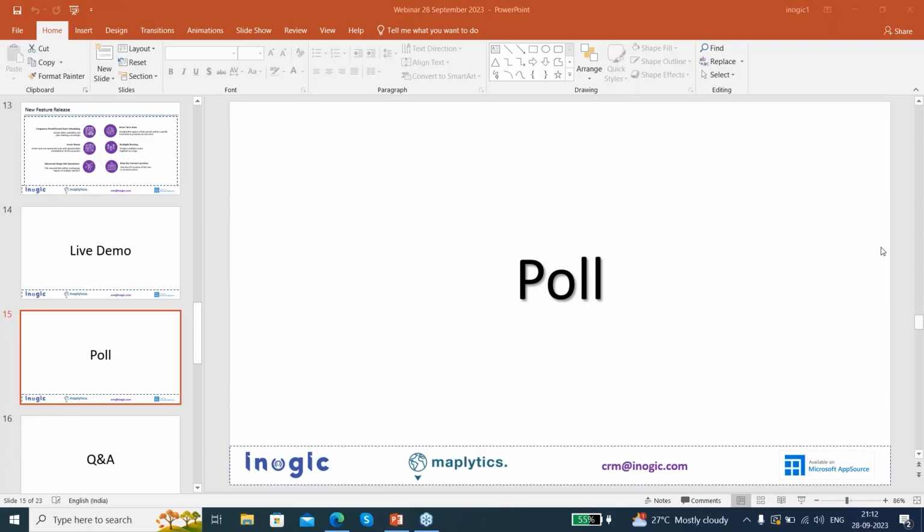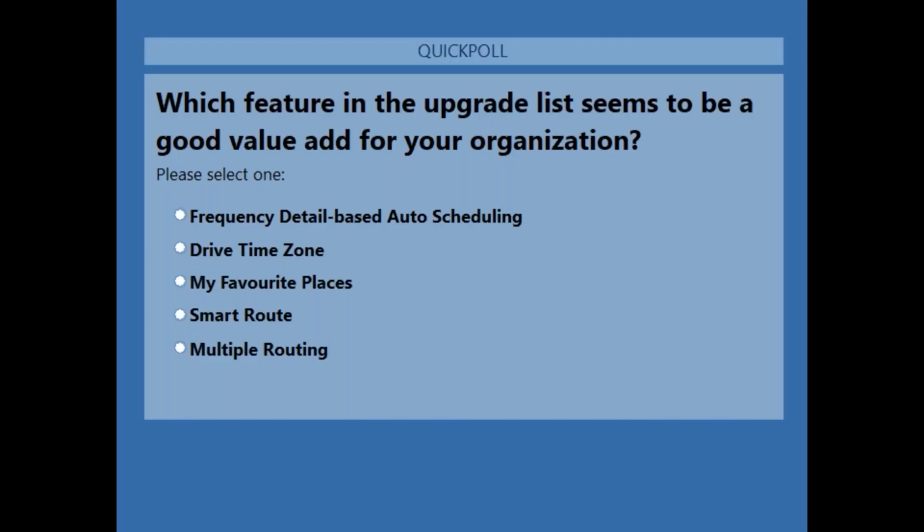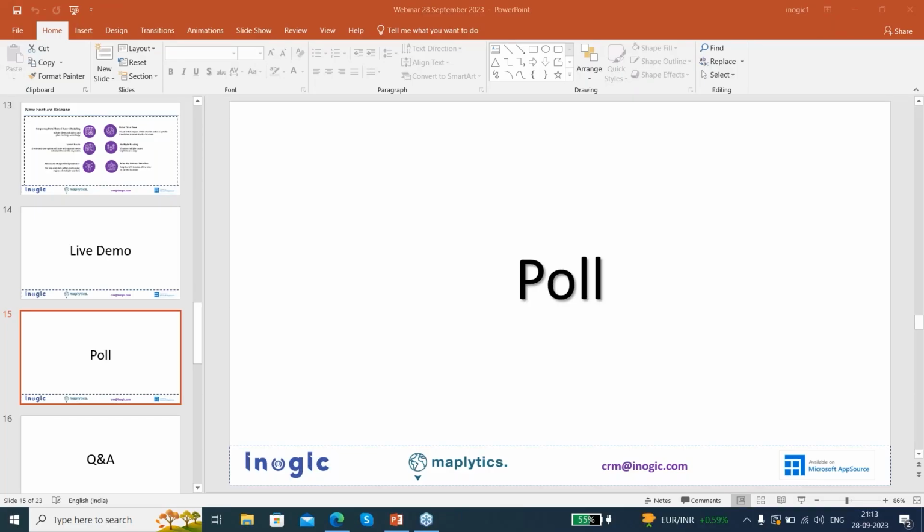Let me close this poll, and I have another poll here. Here you will be able to select the features that you like the most. Please select the features that you found the most interesting or most useful in this webinar. I'll be waiting for a few seconds. I'll be closing this poll within 10 seconds. So please vote for the features that you found the most interesting, and then we'll be moving ahead to the Q&A session. Okay, I'll be closing this poll now.